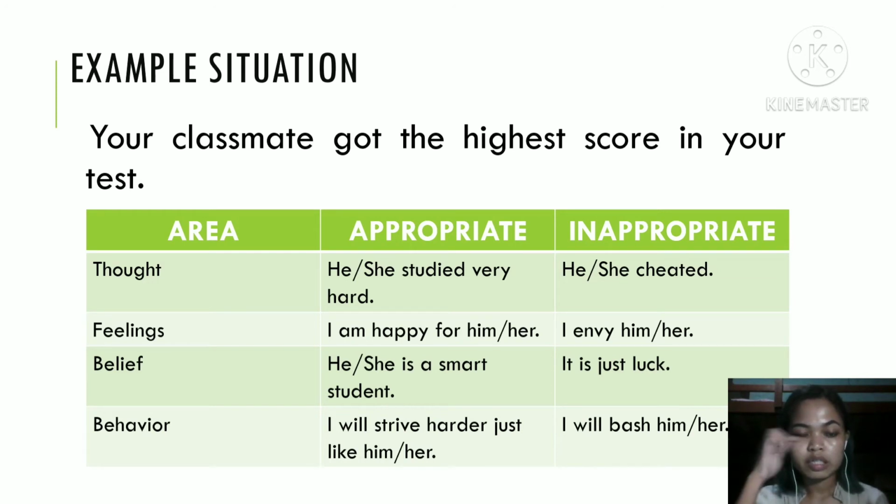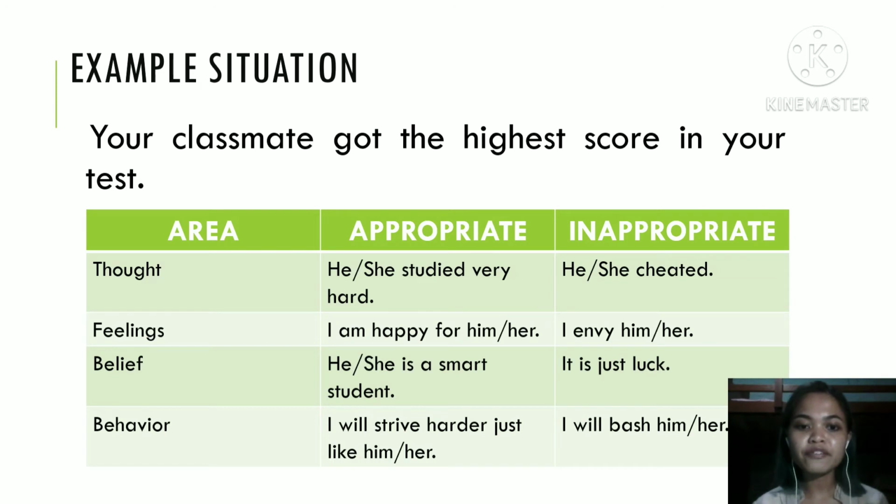behavior. Next, we have feeling. So, yung nararamdaman mo. Okay? So, yung nararamdaman pala natin, pwede siyang maging angkop o di angkop. So, yung appropriate feeling is, I am happy for him or her. Masaya ako para sa kanya. Okay? So, natutuwa tayo sa achievement ng ibang tao. Inappropriate naman o di angkop kung I envy him or her. So, nakakaramdam ka ng inggit sa iyong puso.